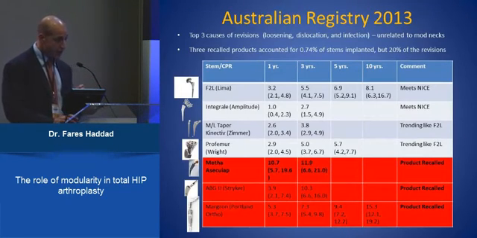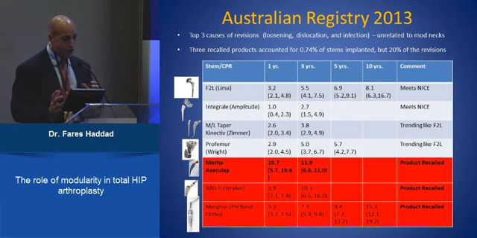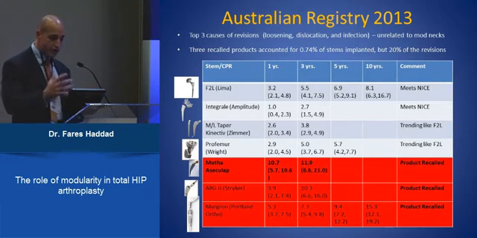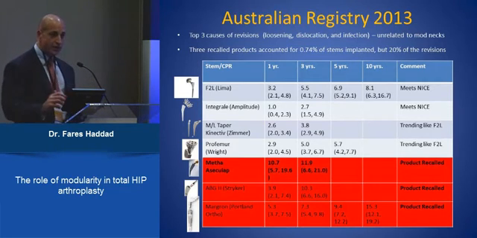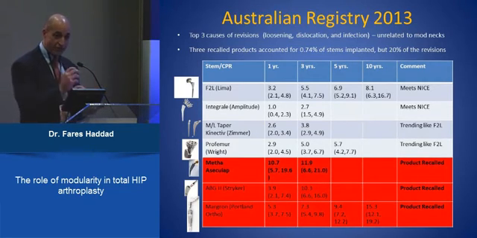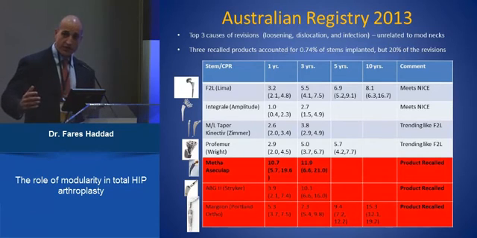The other interesting thing here to bear in mind when you're trying to unravel this problem is when you look at these failures, and this is again from the Australian Registry, you will see that there are certain types of modular stems that fail a lot, and there are others that fail very little.